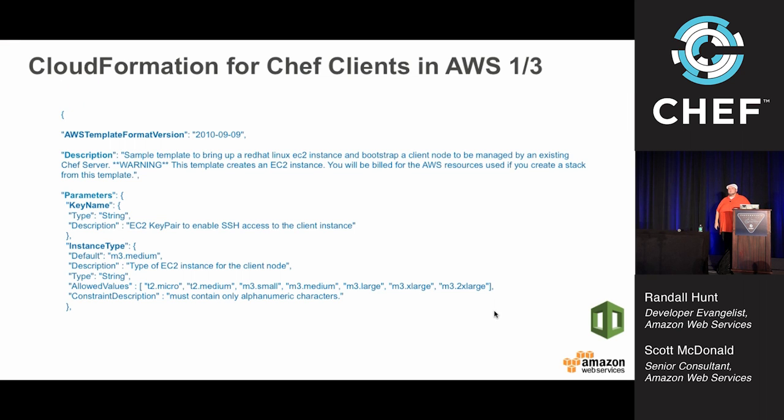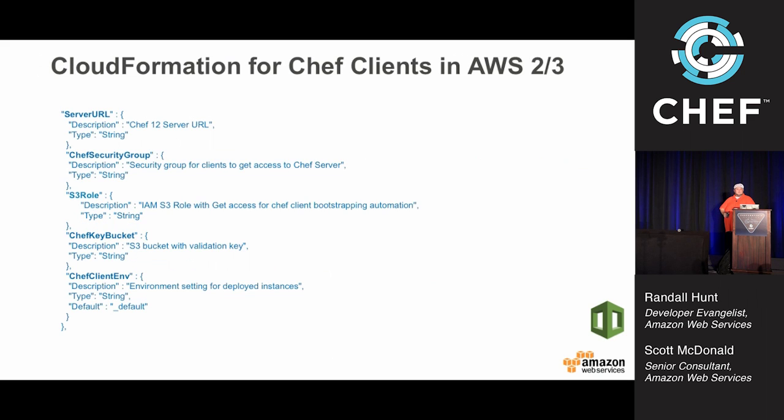So how are we going to add nodes? We're going to add them the exact same way using CloudFormation. What we're going to do is stand up these CloudFormation templates for the clients. We're going to start with parameters, the same type of parameters as the server. I want to ask for a key name to be able to SSH in. Ask for an instance type, so I know what instance size to run for my clients, defaulting to M3 medium, a smaller instance size for the clients.